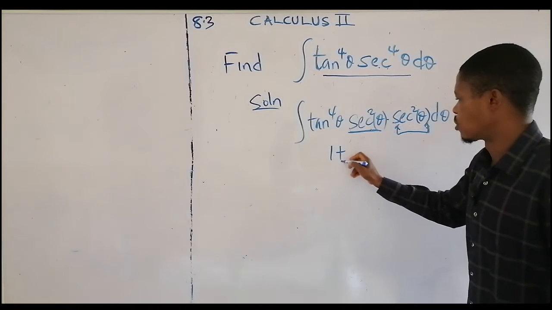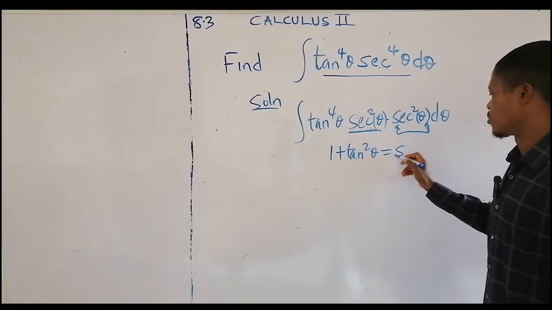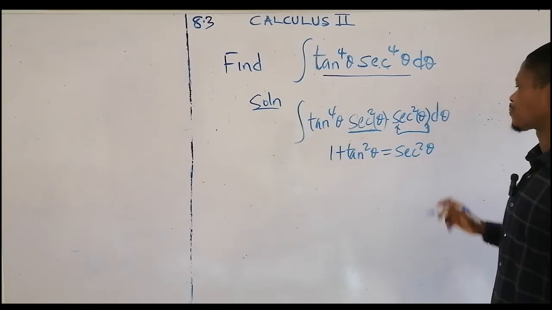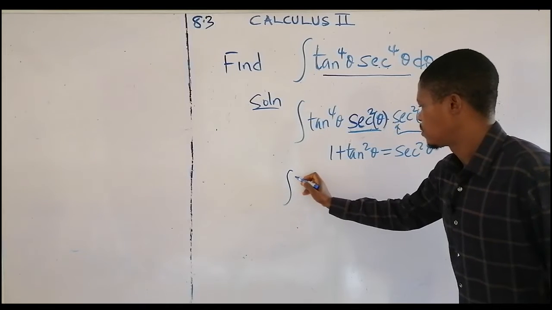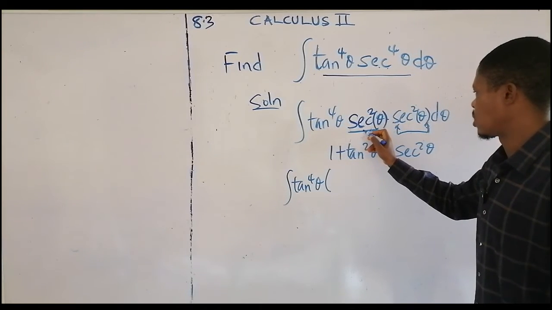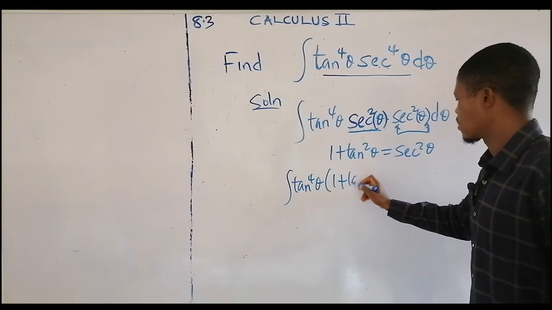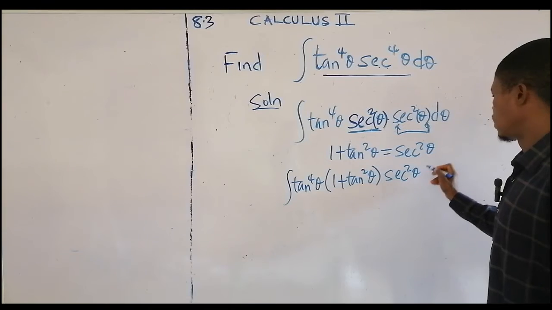And don't forget that 1 plus tan squared theta is equal to sec squared theta. So we now have the integral of this times 1 plus tan squared theta, sec squared theta, d theta, since sec squared theta is 1 plus tan squared theta.